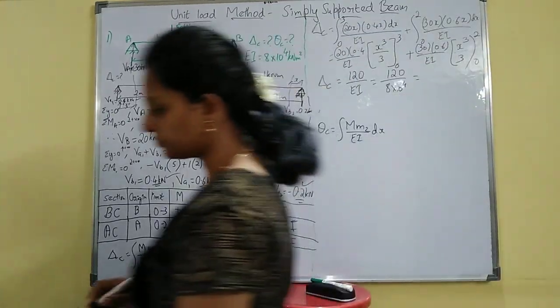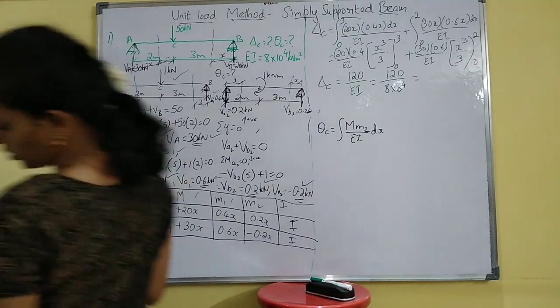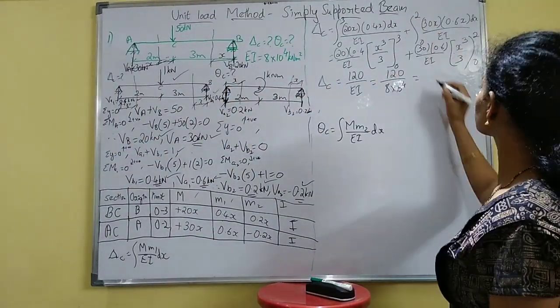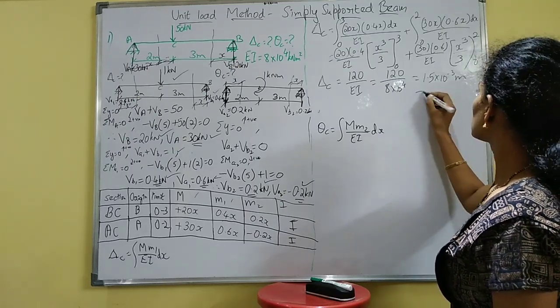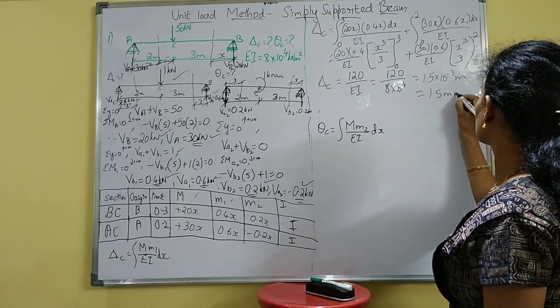You will have 1.5 into 10 power minus 3 meter. So you will have 1.5 mm.